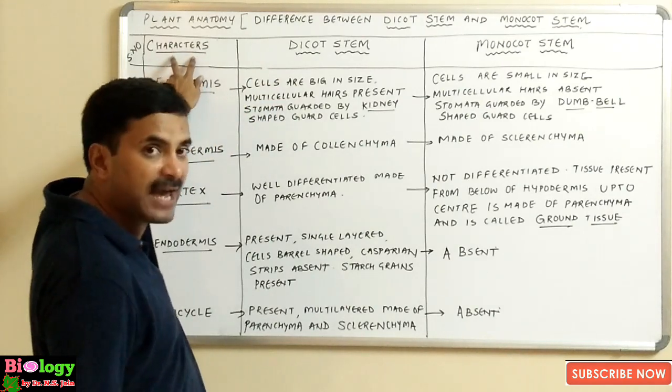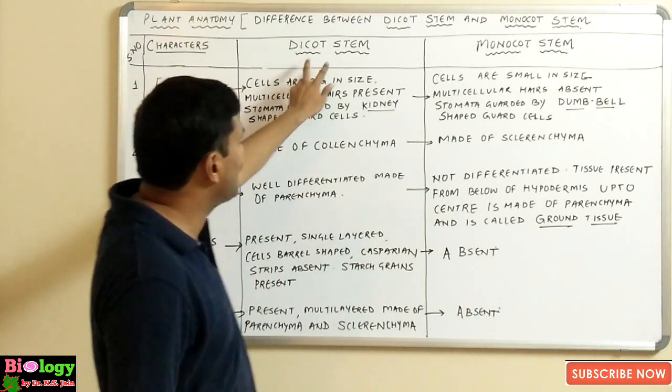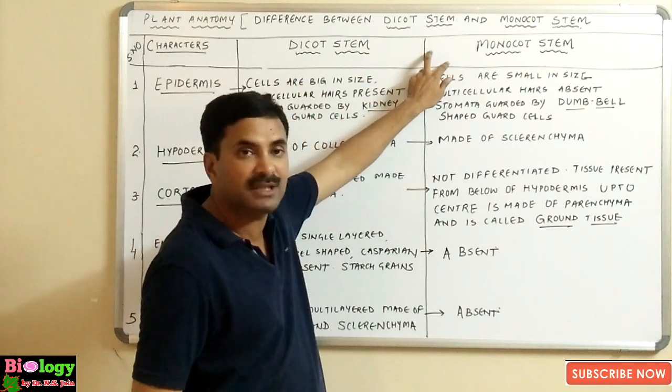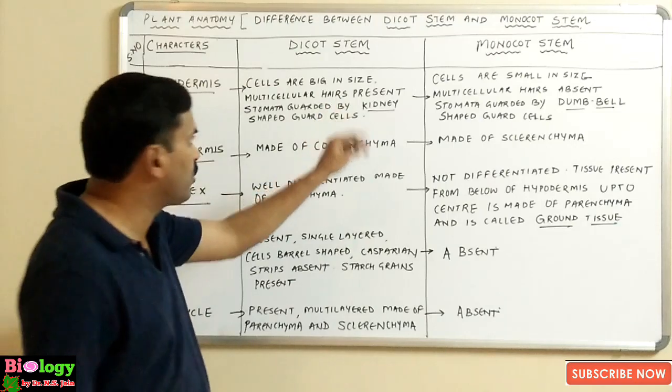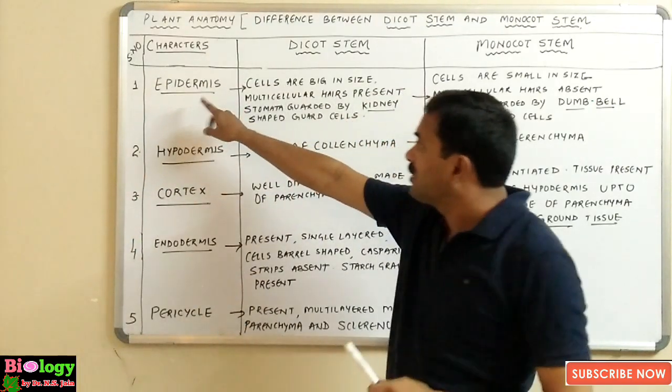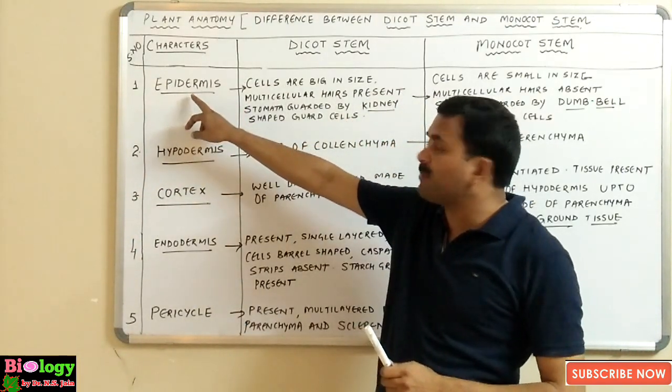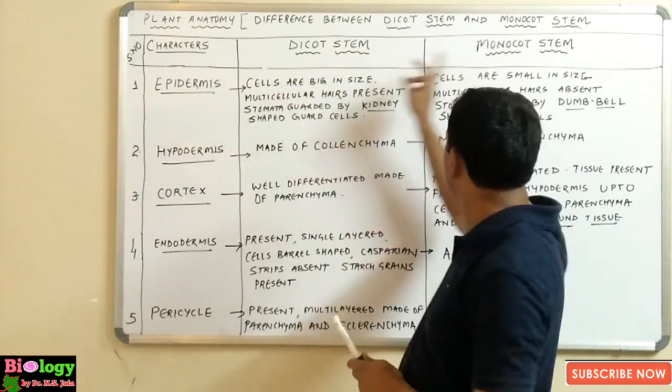On the left hand side you can see I have written the characters, here I have written the dicot stem, and here I have written the monocot stem. We will be differentiating between the dicot stem and the monocot stem. Very first, what is the epidermis? What type of epidermis is present in the dicot stem and the monocot stem?